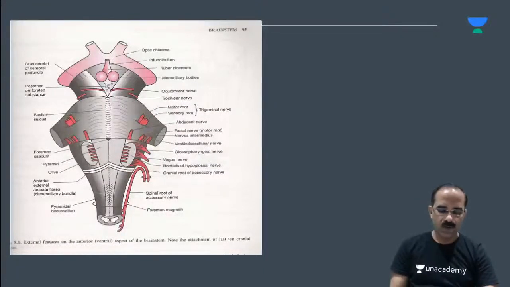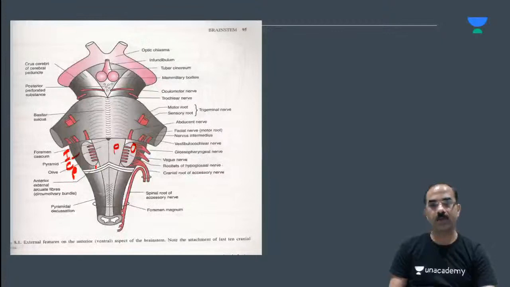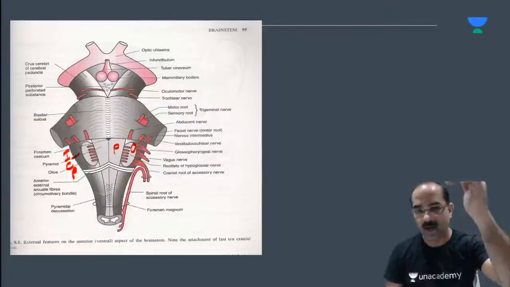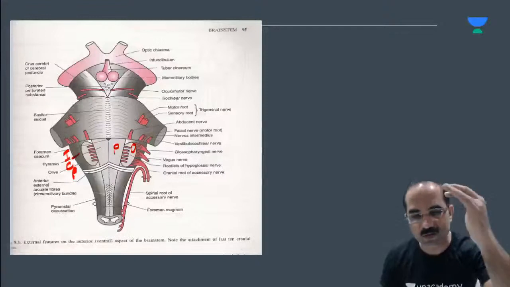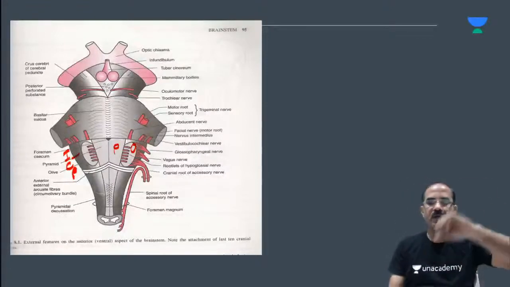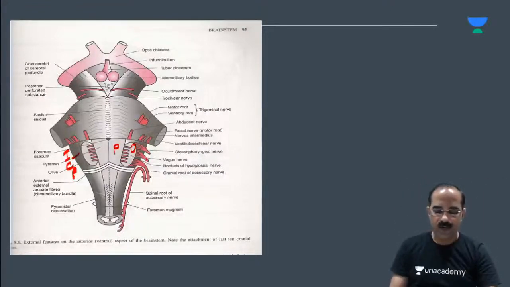Correct? What is this in the medulla? The first elevation here, that's the pyramid. Very good. What is this elevation? Olives. And what is this third elevation? This is the inferior cerebellar peduncle. So that's the pyramids, that's the olives, and that's the inferior cerebellar peduncle. Now, where is the attachment of the glossopharyngeal nerve to the brainstem? The glossopharyngeal nerve is attached here between the olives and the inferior cerebellar peduncle.